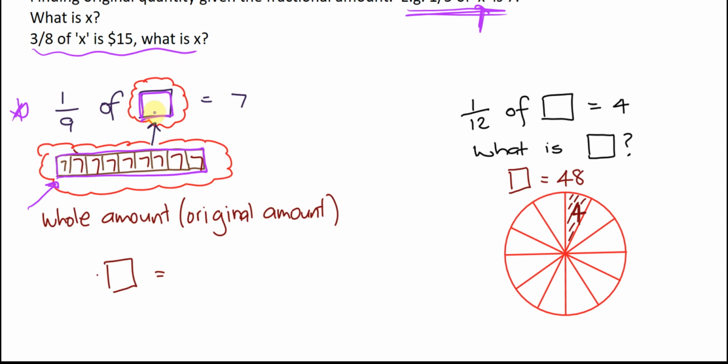1/9 of that is equal to 7. So what I've done is I've divided this block of chocolate into 9 equal regions or equal sections. Okay, so 1, 2, 3, 4, 5, 6, 7, 8, 9. I know that 1/9 of that whole amount is equal to 7. So I've written 7 there.